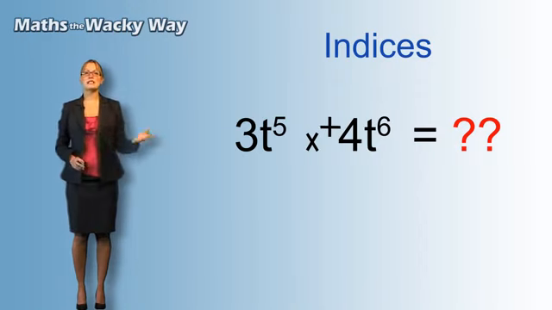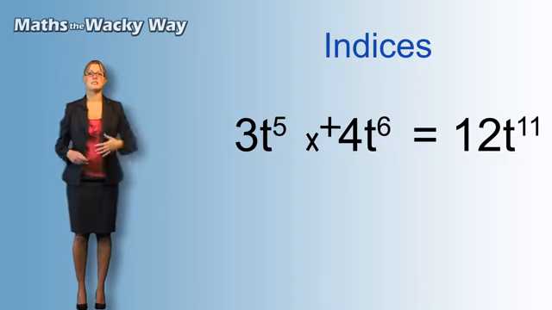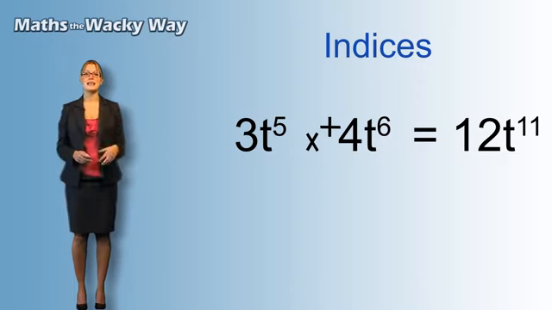So we have the 3 times the 4, which will give us the 12. Then we have the 5 plus the 6, which gives us the 11. Bring it all together, we have 12t to the power of 11. Let's just try one more of those.